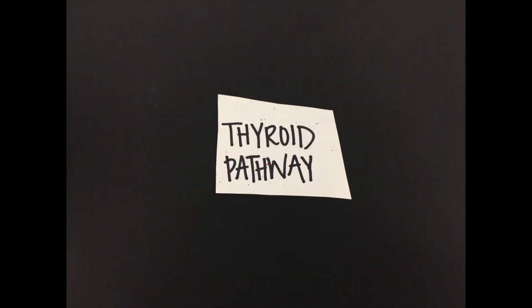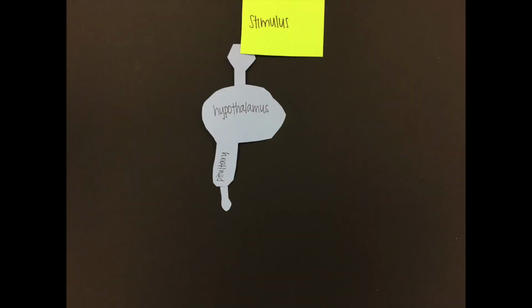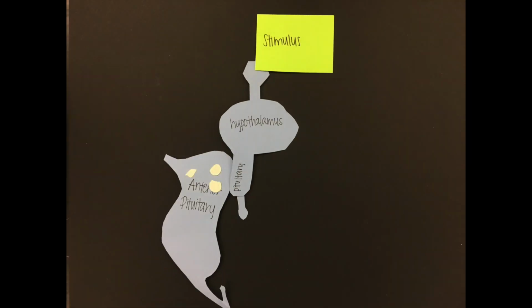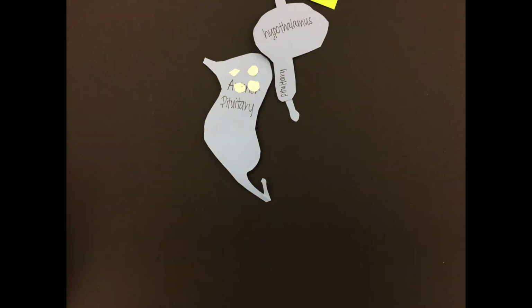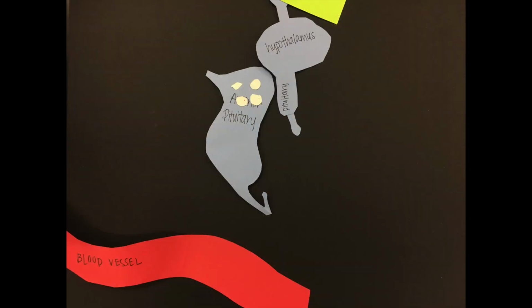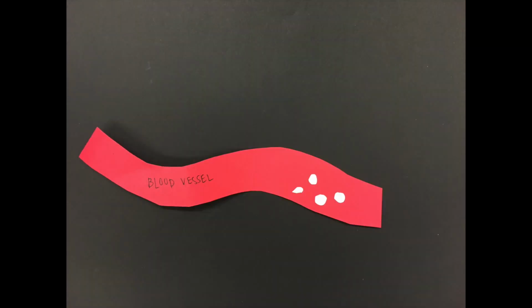One specific example of a neuroendocrine pathway is the production of thyroid hormone. First, the amount of thyroid hormone in the bloodstream drops below a normal level. This stimulates a sensory neuron on the hypothalamus. In response, the hypothalamus secretes a neurohormone called thyrotropin-releasing hormone, TRH, into the anterior pituitary. In the anterior pituitary, TRH stimulates the secretion of thyroid-stimulating hormone, TSH, into the bloodstream.